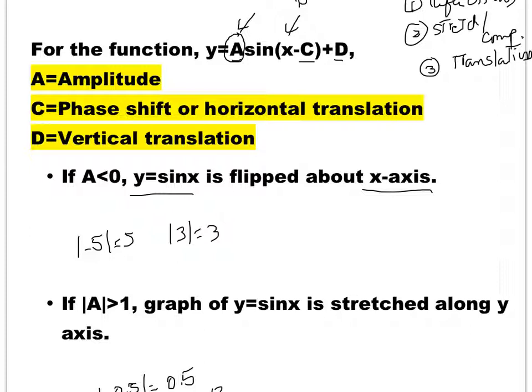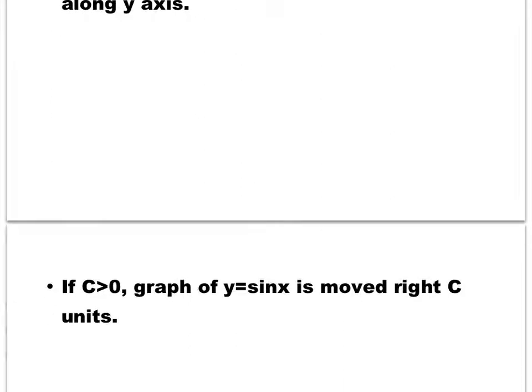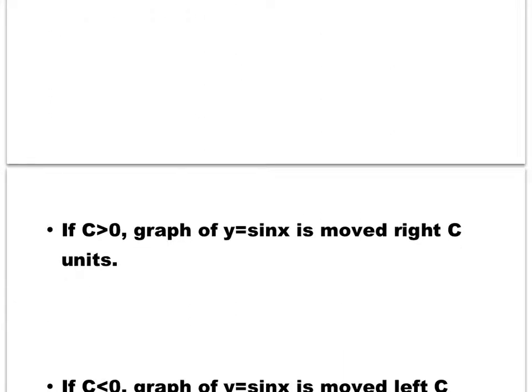If it's a positive number, then it means that you are going to the right. If it's negative, then you are going to the left. So if C is positive, then you are moving right C units. Give you one example. For instance, if I have y is equal to sine x minus 10 degrees. Because remember, the general formula is x minus c. So this means c is 10 here, which is positive 10. So this means that I'm going to move my y equals sine x graph to the right 10 degrees.